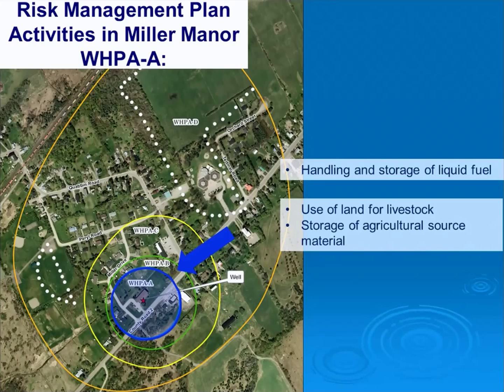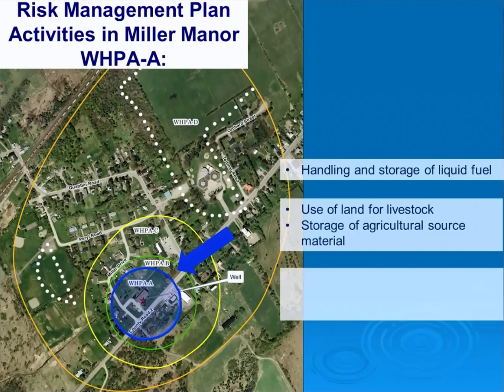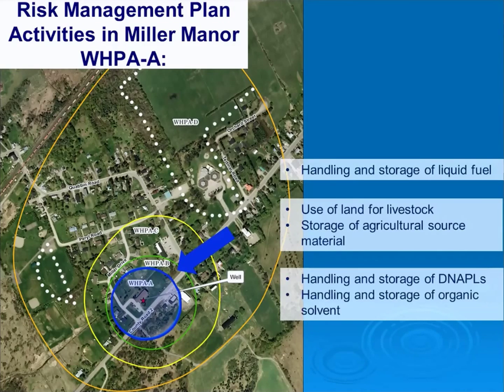existing good management practices. Policy 6.5.3 requires risk management plans in Wellhead Protection Area A for the following activities: the existing handling and storage of a dense non-aqueous phase liquid of any quantity and/or an organic solvent. The risk management plan should consider the repair and/or replacement of defective equipment, staff training, and the implementation of best management practices.